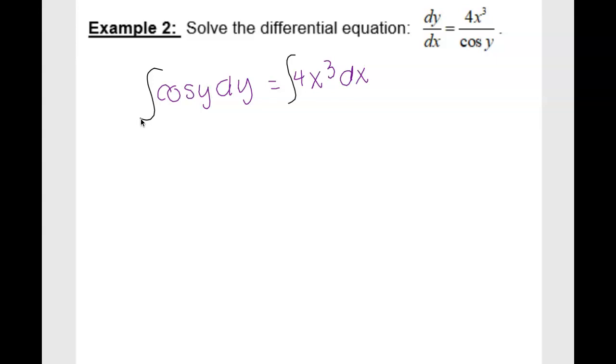Antiderivative of cosine is sine. Equals 4x to the fourth over 4 plus c. Canceling 4's. Isolate your y's. How do you get rid of sine? You take the inverse.